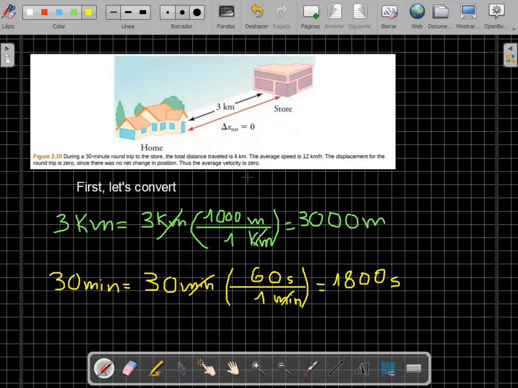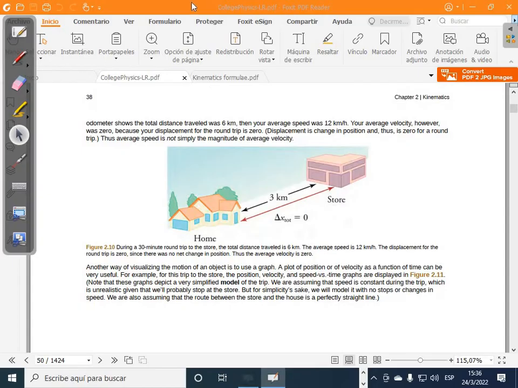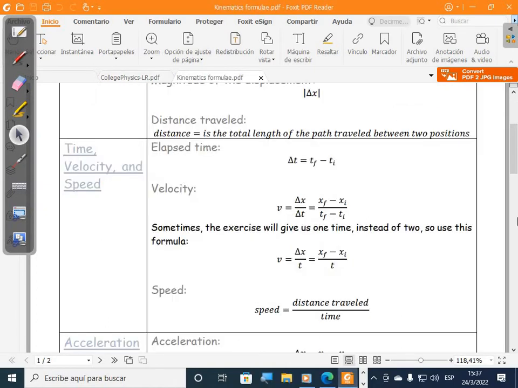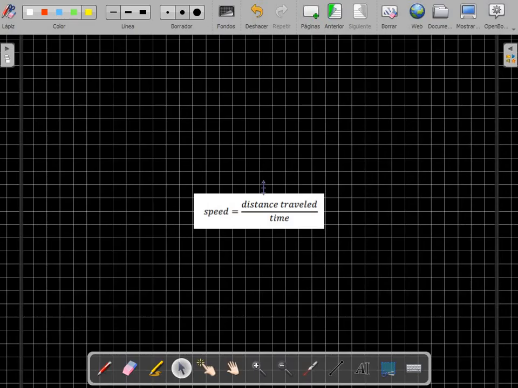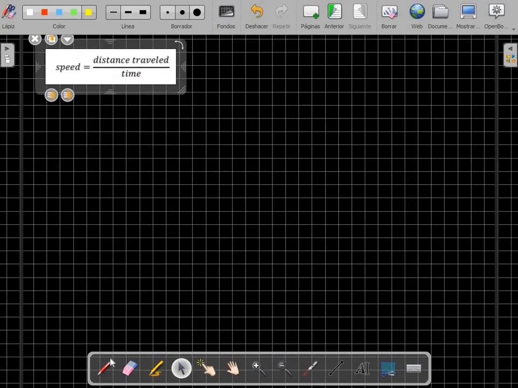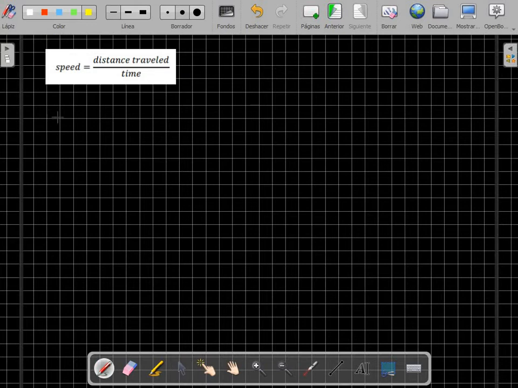And now I want to start calculating the distance. Not the distance, the average speed, or simply the speed. And there is a formula to calculate the speed, and I have it right here. Speed equals distance traveled divided by time. And well, let's see how much the distance traveled is.